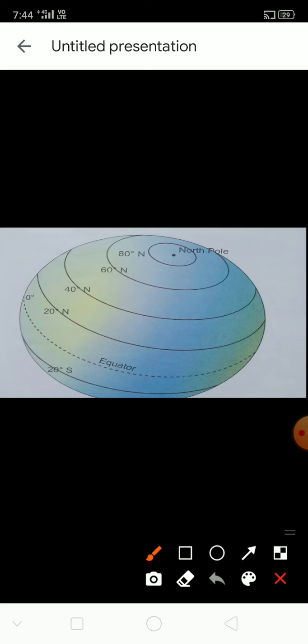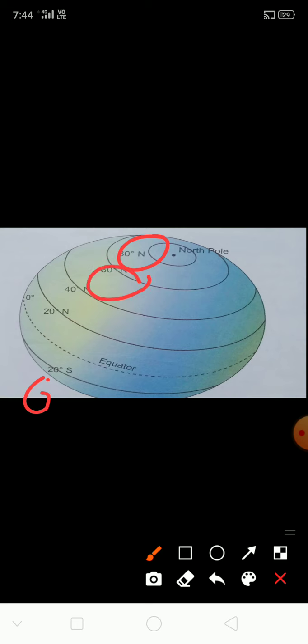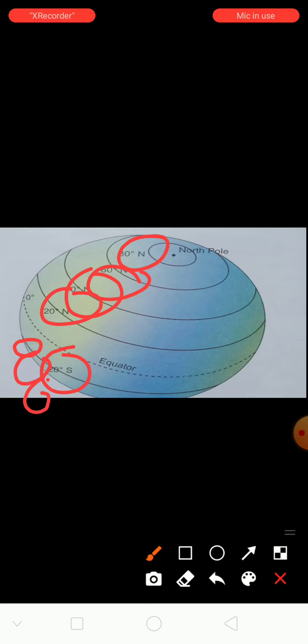Between these points, lines of latitude are drawn at intervals of 1 degree. Since latitudes run parallel to the equator, they are also called parallels of latitude. See students, in this picture we are seeing 80 degree north, and also in the south part there is 80 degree south, and 60 degree north, 60 degree south, 40 degree north and 40 degree south, 20 degree north and 20 degree south. So these lines are moving horizontally.